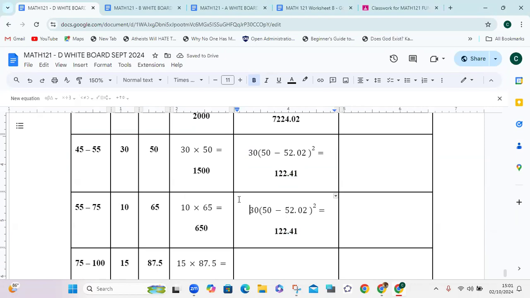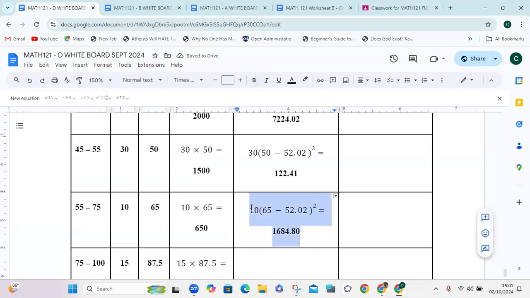Now we've got to do this for the third interval. The frequency is 10. The x value there is 65. And the mean remains 52.02. This gave us 1,684.80.